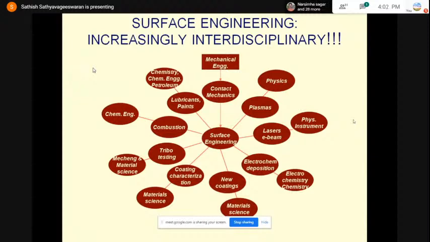Apart from that, physicists will be actively involved in developing a material or an equipment for modifying the surface. What I want to convey is that surface engineering is not a single area. Anybody can do research on surface engineering.